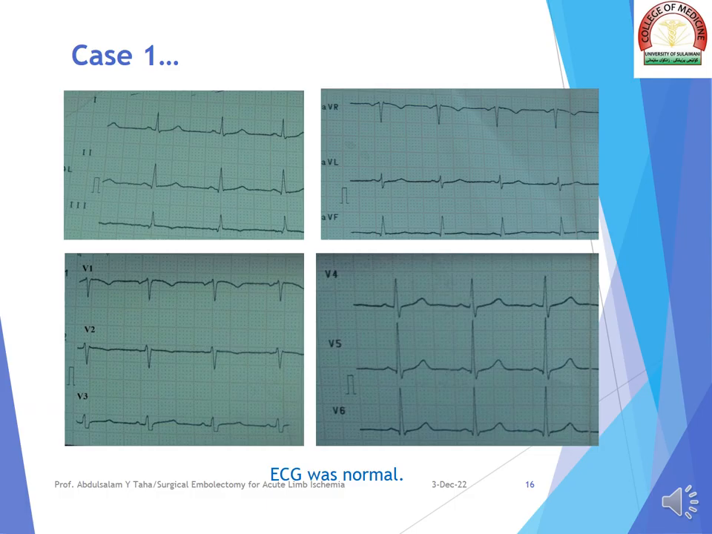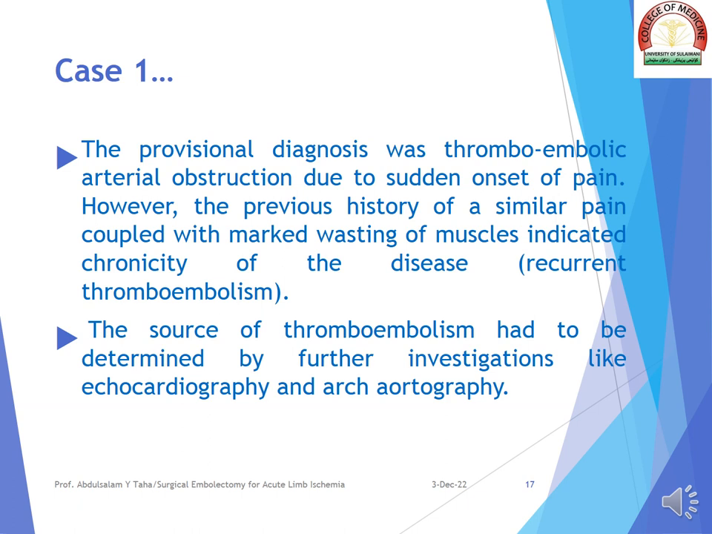The diagnosis was thromboembolic arterial obstruction due to sudden onset of pain. However, the previous history of a similar pain coupled with marked wasting of muscles indicated chronicity of the disease. So the picture was in favor of recurrent thromboembolism. The source of thromboembolism had to be determined by further investigations like echocardiography and arch aortography.